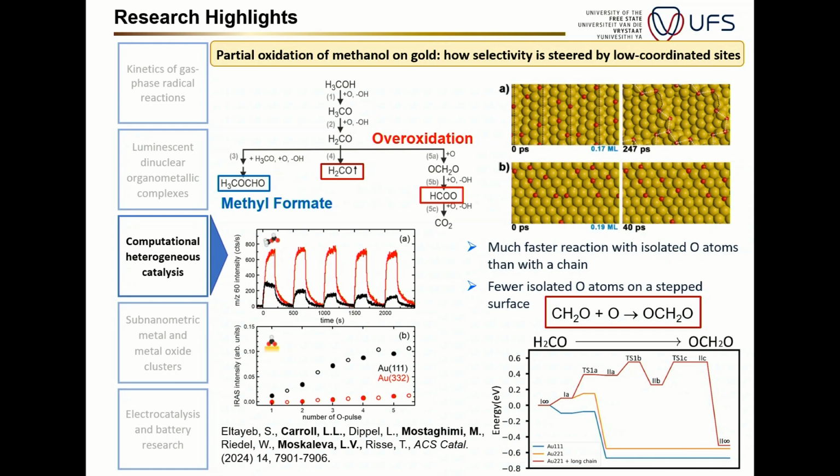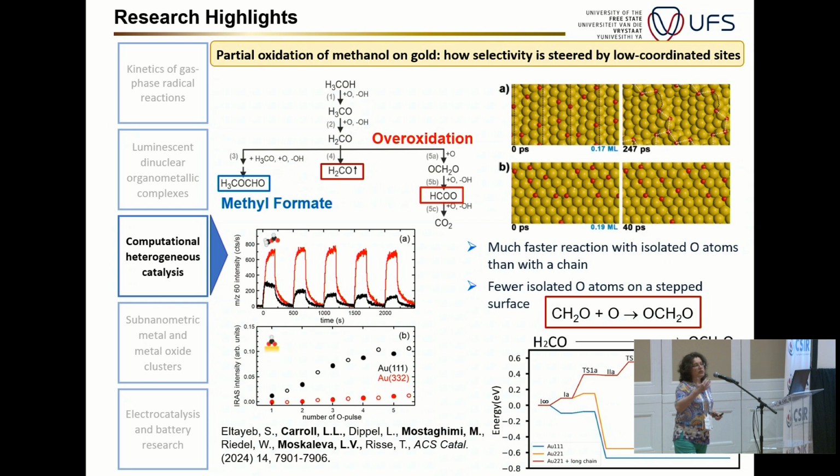And what they found was that much less of the desired intermediate methyl formate and much more of the undesired over-oxidation intermediate formate was formed on the flat gold surface. And our computational study helped to understand why this is the case. Here, ab initio molecular dynamics simulations were particularly helpful by showing that oxygen atoms on a gold surface can form extended chain structures, but only on a stepped gold surface and not on the flat surface.